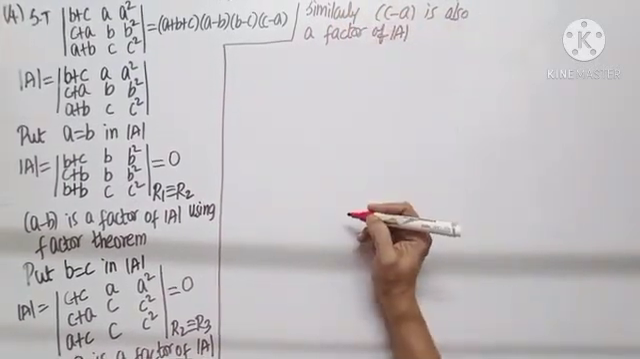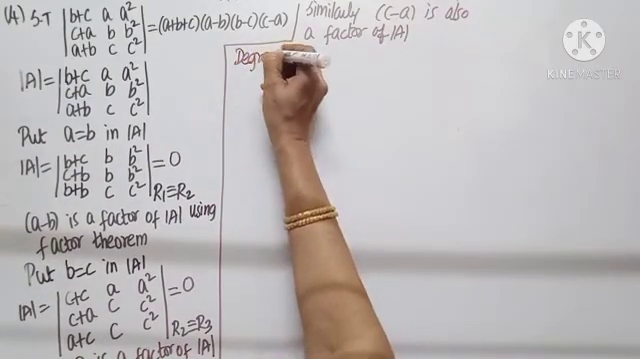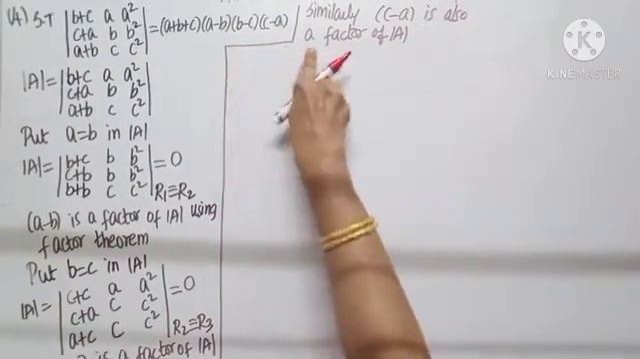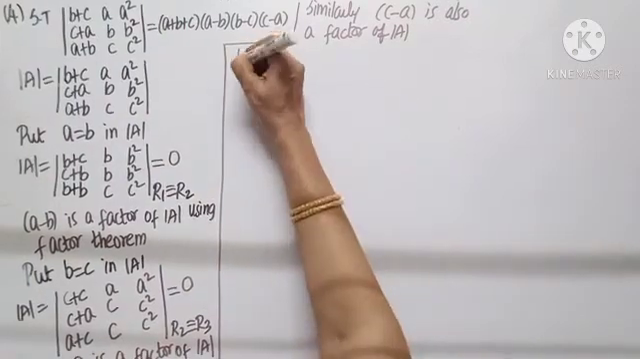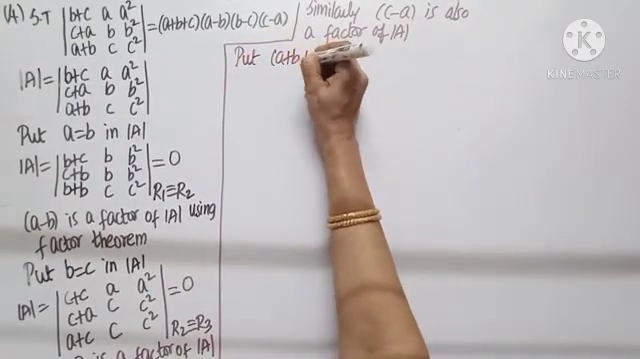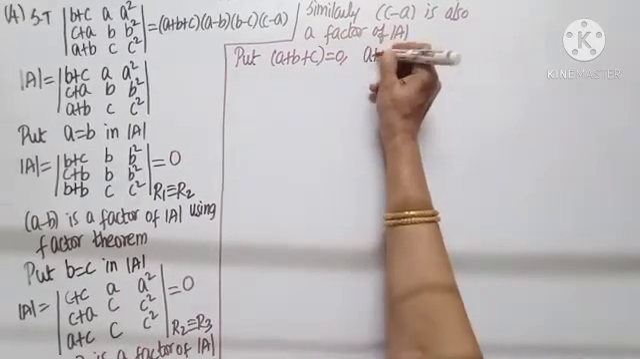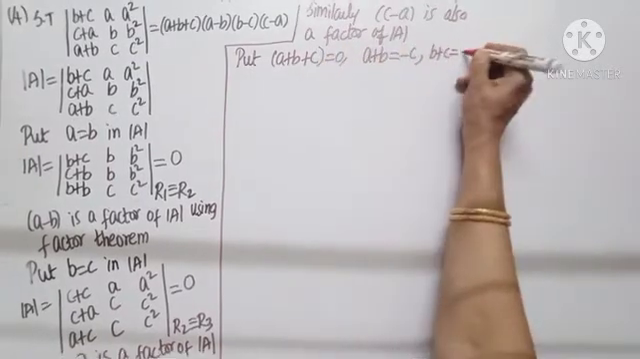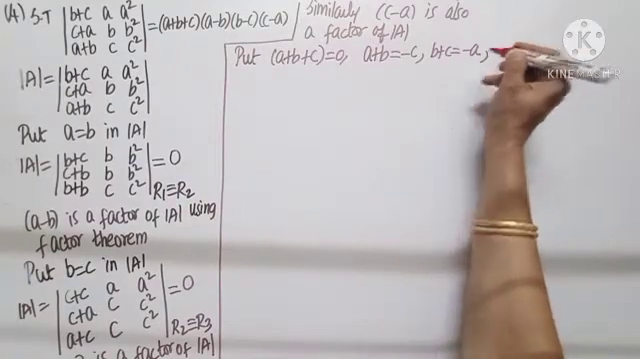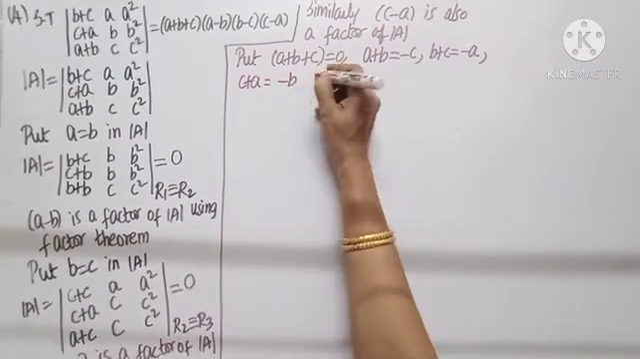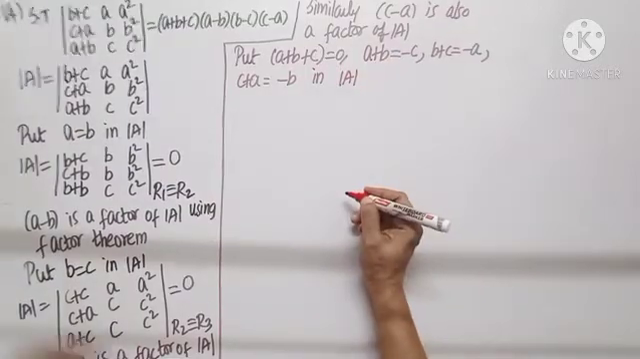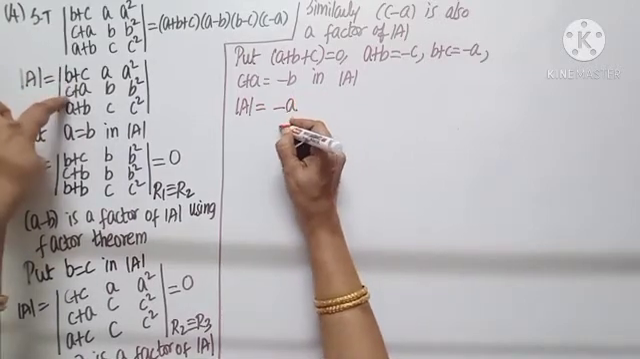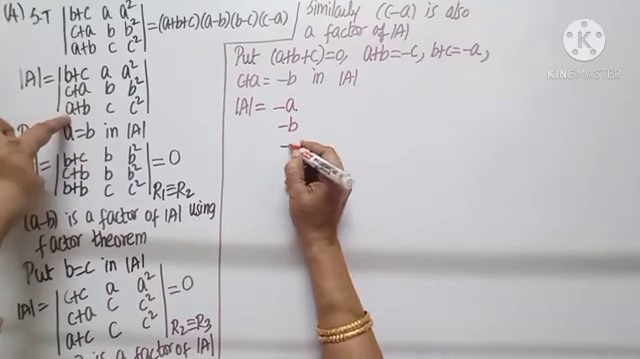Once I have proved three things, find out the degree of the determinant. This is one method. Or you can also check whether this bracket becomes 0. So if I put A plus B plus C equal to 0, wherever A plus B comes, I will put minus C. Wherever B plus C comes, I will put minus A. Wherever C plus A comes, I will put minus B. So this is what we are going to put in the determinant. So what happens? Determinant A equals B plus C becomes minus A, C plus A becomes minus B, A plus B becomes minus C.